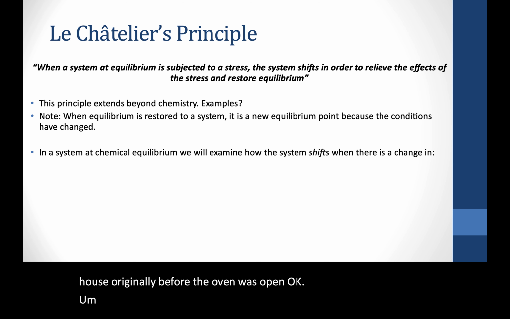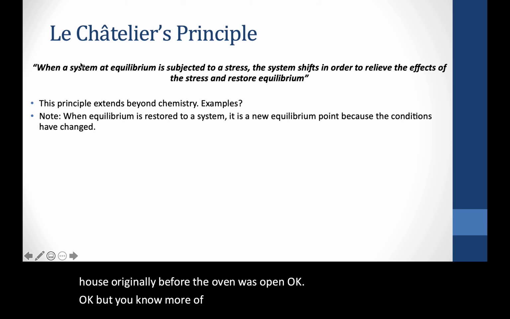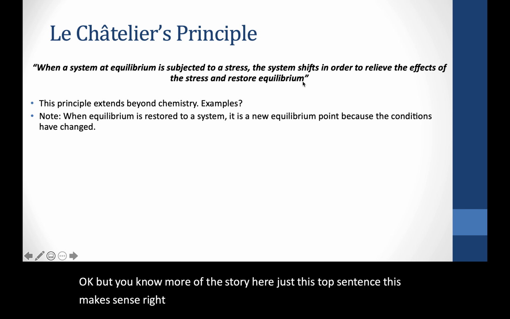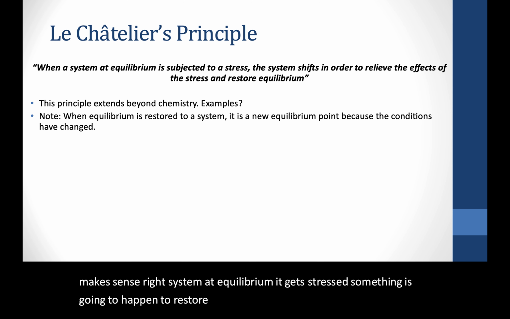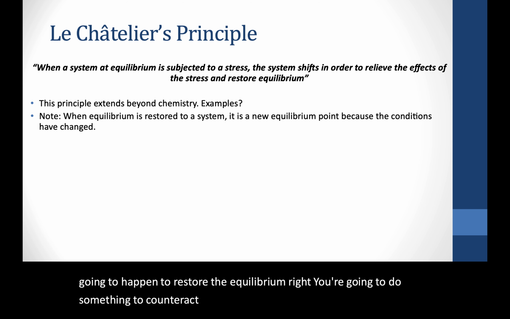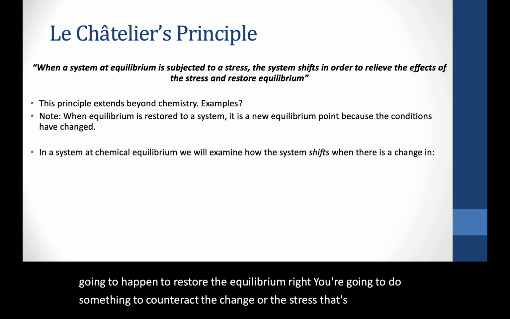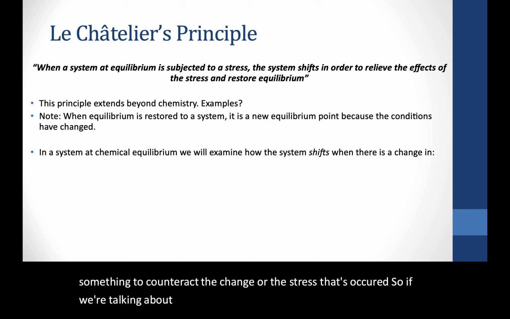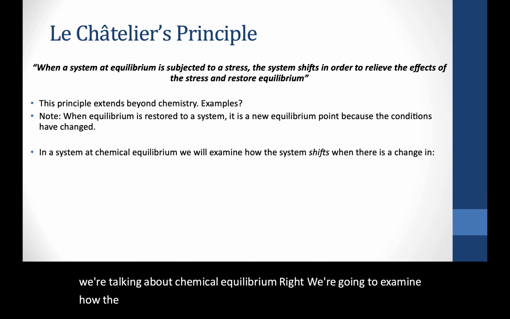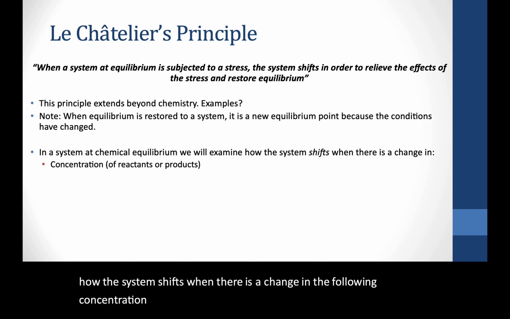But the moral of the story here, just this top sentence: a system at equilibrium gets stressed, something is going to happen to restore the equilibrium. You're going to do something to counteract the change or the stress that's occurred. So if we're talking about chemical equilibrium, we're going to examine how the system shifts when there's a change in the following: concentration, either of reactants or products, and the pressure/volume.